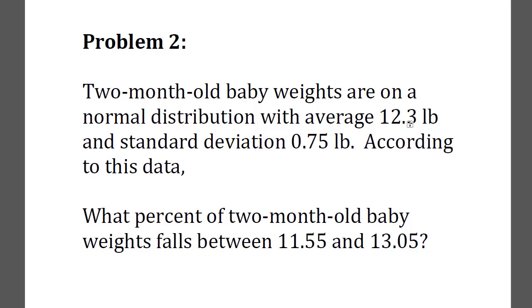So our data here is about the 2-month-old baby weights. Let's go ahead and read together. Now this problem number two says 2-month-old baby weights are on a normal distribution. For now, we can put aside this information right here, not to worry about it. But say this data is on a normal distribution with average 12.3 pounds.